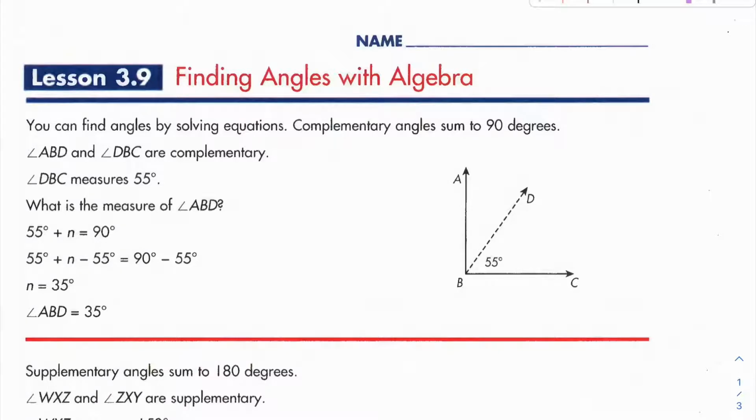Now, to solve this equation, we will need to move the 55 over, which will leave the N by itself, which is what we want. So the first step is to subtract 55 from both sides, and we get N equals 35. So the measure of angle ABD is equal to 35 degrees.